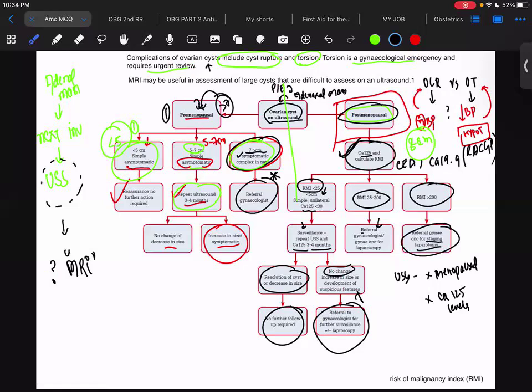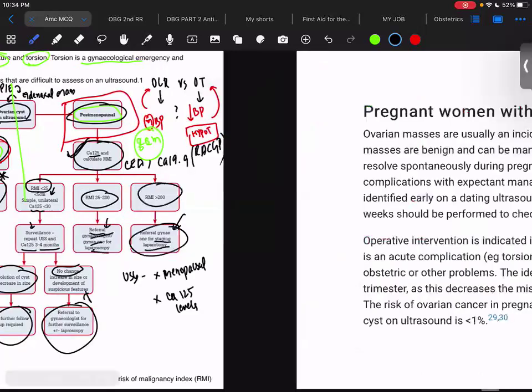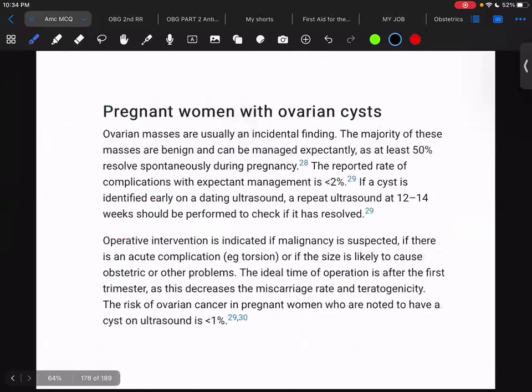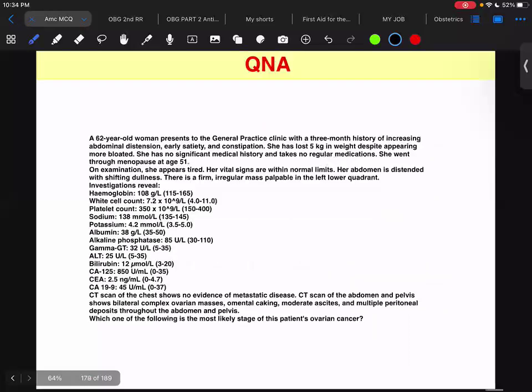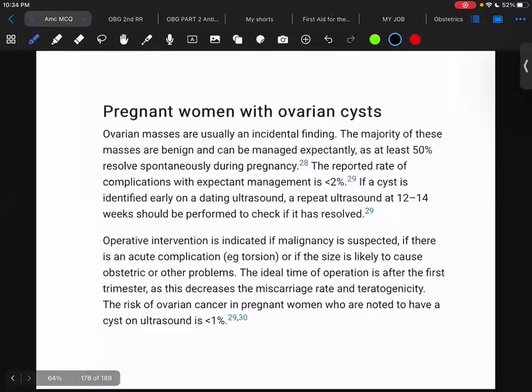Here there is referral to the gynecologist or the gynecologic oncologist for the laparoscopy, but if the RMI is more than 200, we have to check for the staging also. We'll talk about the staging in the meantime. We have to discuss pregnant women with an ovarian cyst. Basically, this is what they ask in your exam. Please remember this. This is the MCQ recall question.